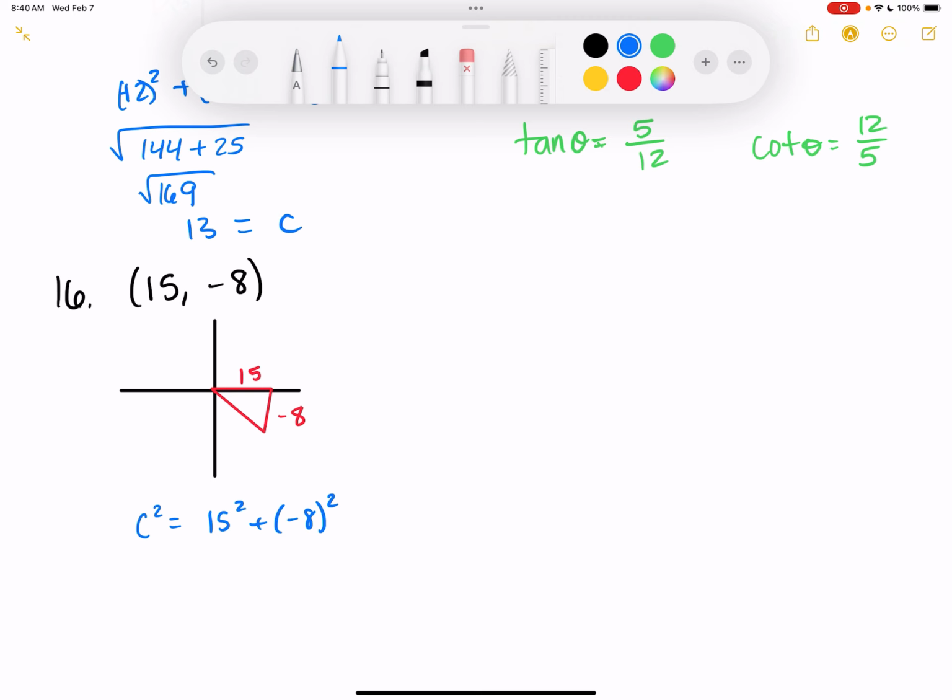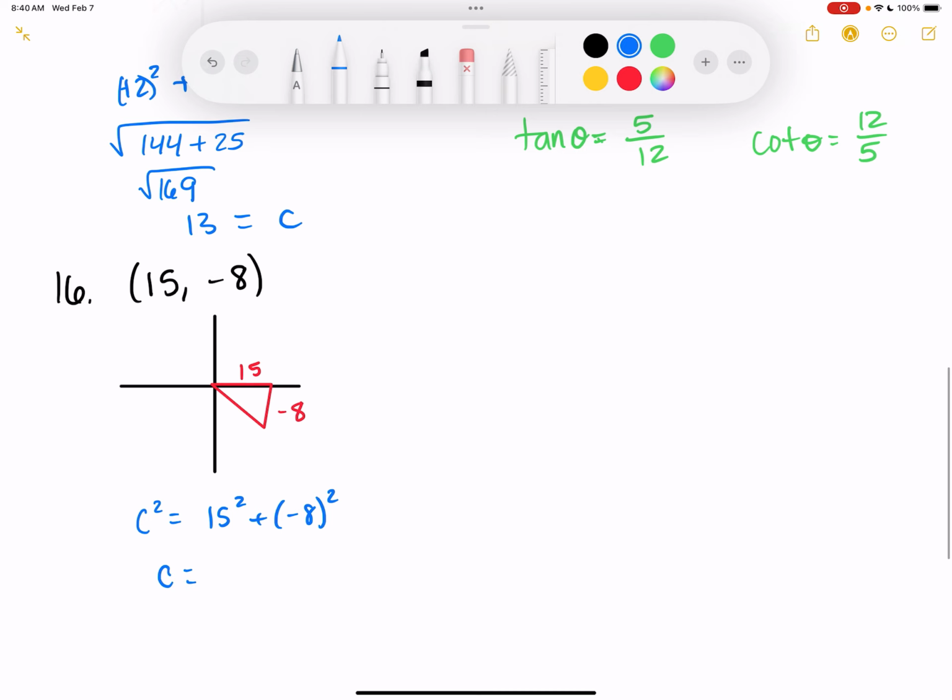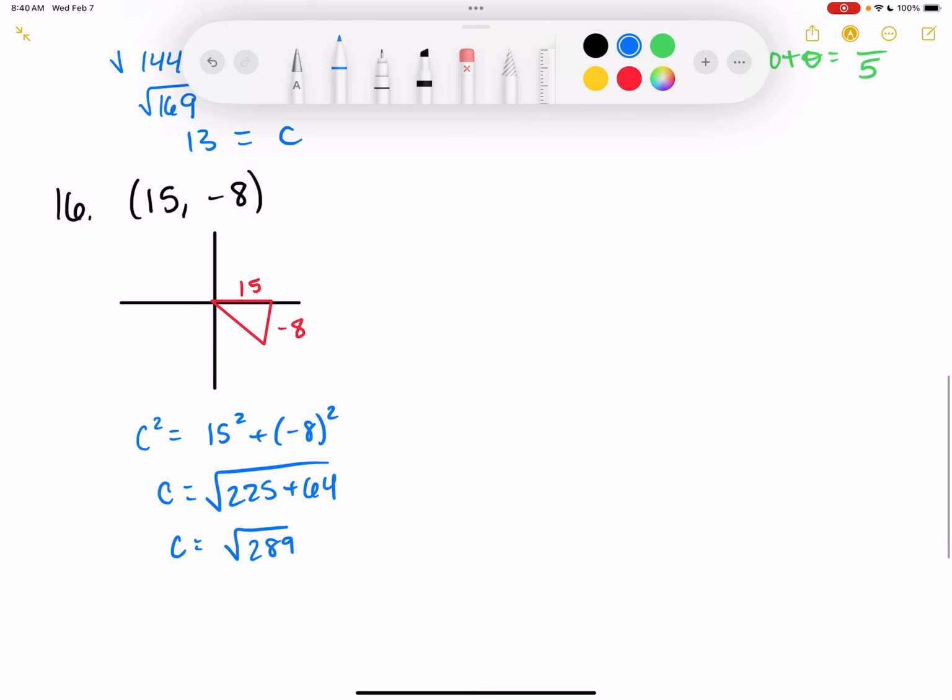Well, I think 15 squared is 225, but check. Yes. Okay, so the square root of 225 plus 64, the square root of 289. Is that a perfect square? It is. It's 17. So this side length here is 17.